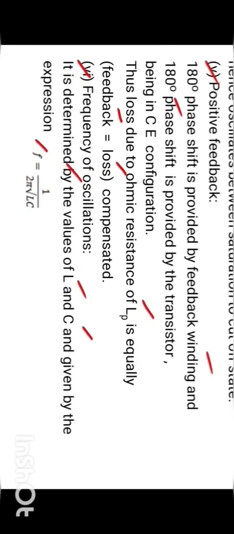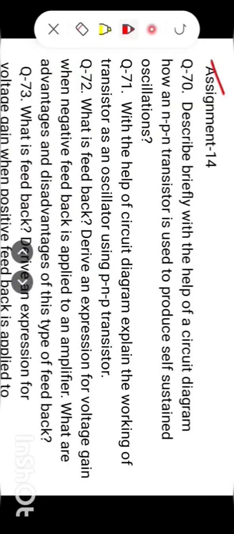Okay. Now assignment 14 continued. Question number 70. Describe briefly with the help of a circuit diagram how an NPN transistor is used to produce self-sustained oscillations. Question number 71. With the help of a circuit diagram, explain the working of a transistor as an oscillator using PNP transistor.